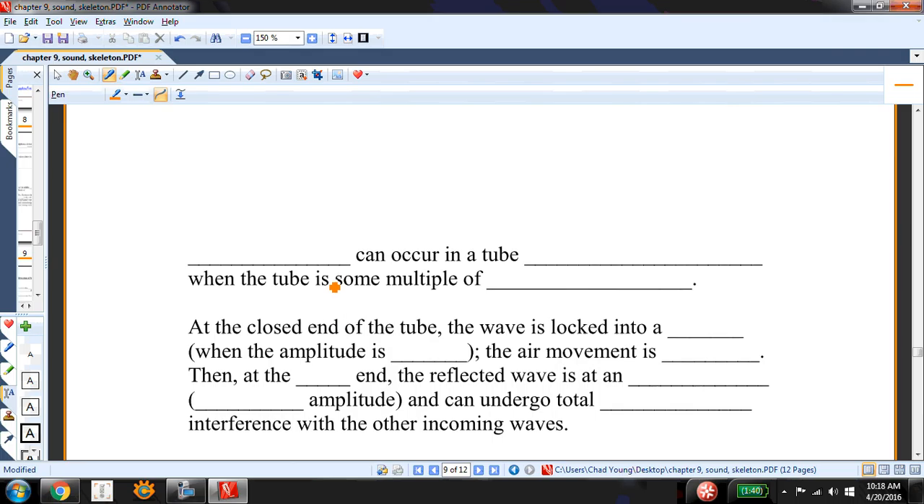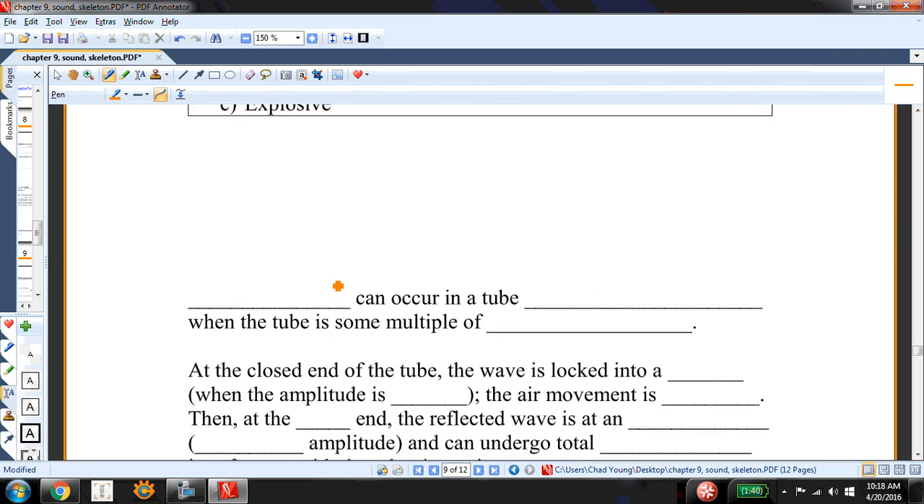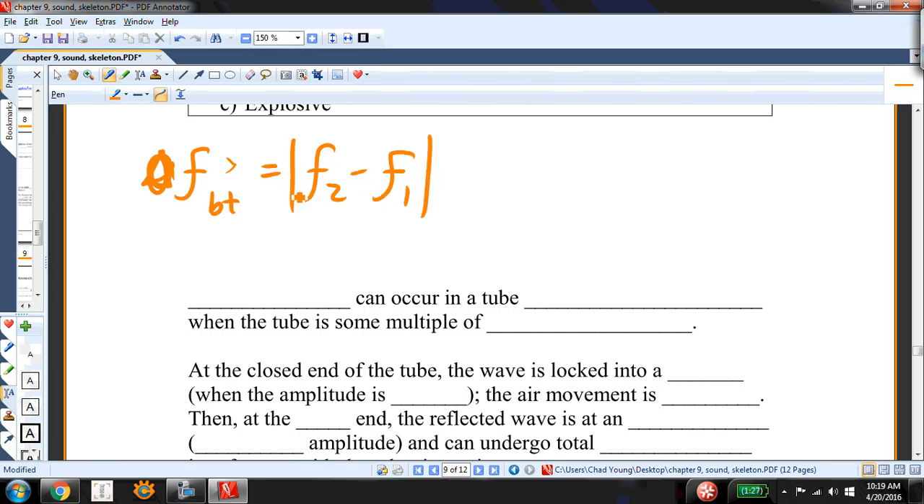Now, resonance. Oh, and then also don't forget that we had beats before. Remember, beats occur when we mix two frequencies, and the frequency of the beats is equal to the difference in those two frequencies. Okay, and we saw that before with the waveform generator. Now we can have resonance.